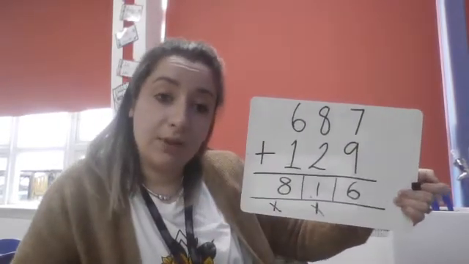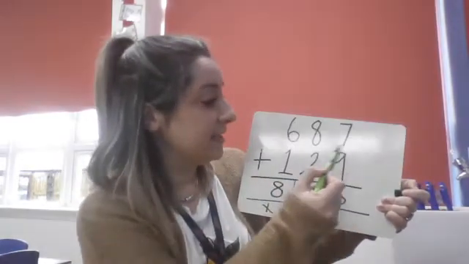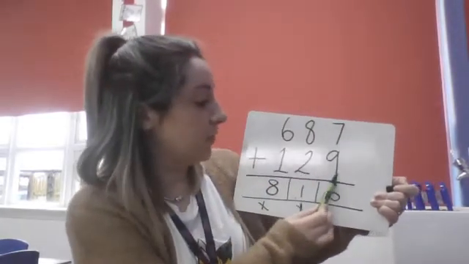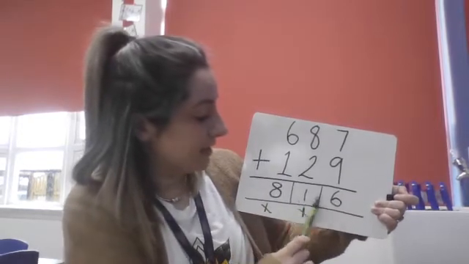And question 1 for this section is now done for you. 687 add 129 equals 816. So now in your books you're going to complete section 2 and then you're going to resume back to the video ready for section 3.